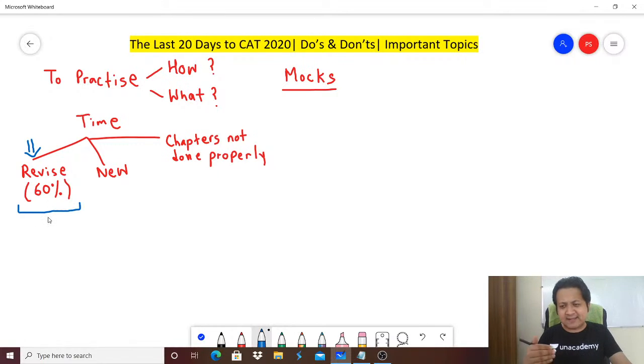If you are spending 10 hours a day on your studies for the next 20 days, 6 hours out of the 10 should be on revision of chapters and questions you have already done. Now, when I say revise, the next thing you will ask me is, okay, revision from where? When you are revising, it's very, very important that you do mixed revision.